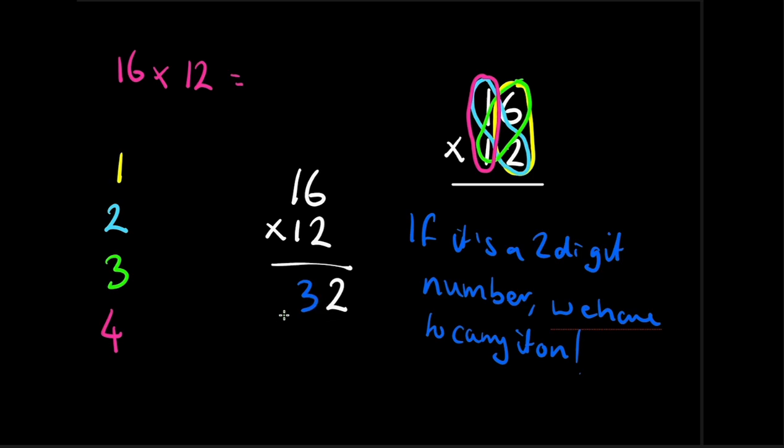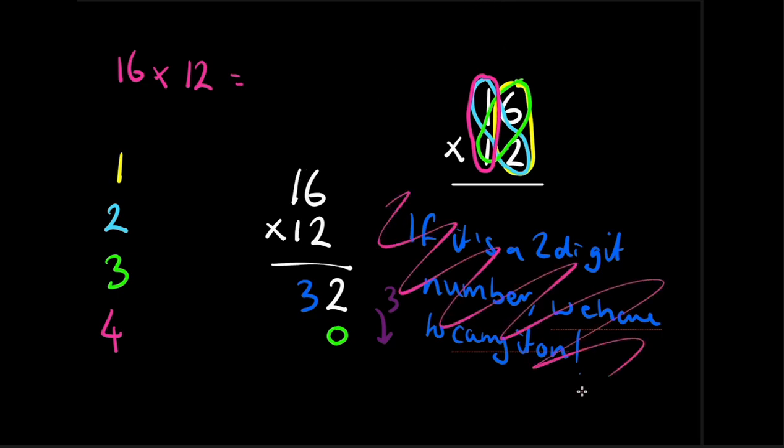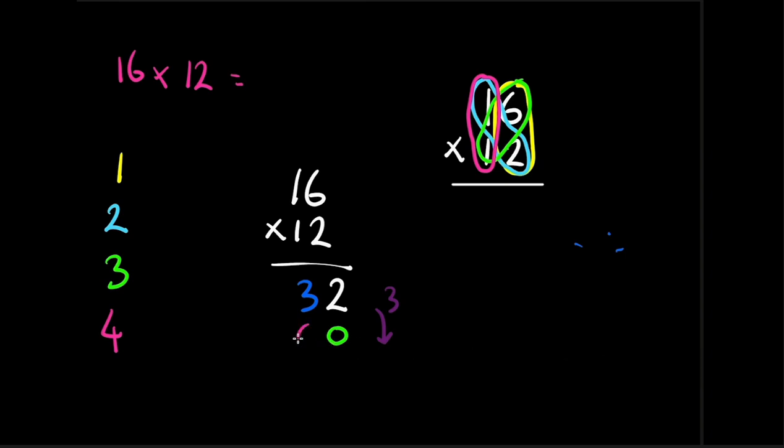Whenever we finish a line, when we go to step 3, we add a 0 because we go to the next line. So in step 3, we go to the next line. On step 3, 0. Then we do our 6 times 1, which is 6. Then step 4, 1 times 1 is 1.